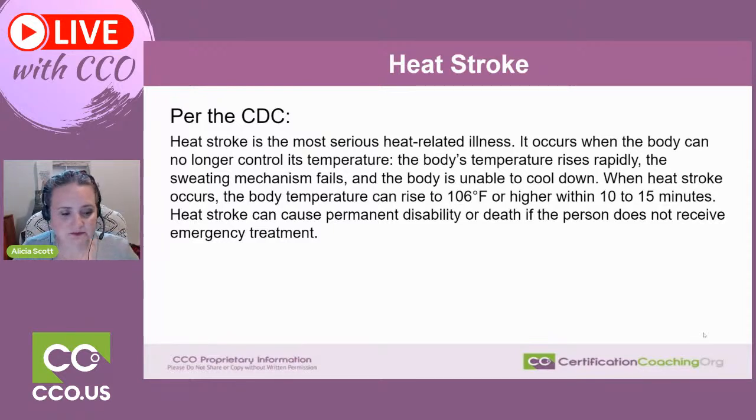So per the CDC, heat stroke is, like I mentioned before, the most serious heat related illness. We're going to start at the top and work our way down to the least severe. Ultimately, the condition progresses to the point where the body can no longer regulate its temperature. The temperature of the body starts to rise very quickly. We know our internal core temperature is 98.6. There are a few degrees you can go up and down, but we're running right there at 98.6.